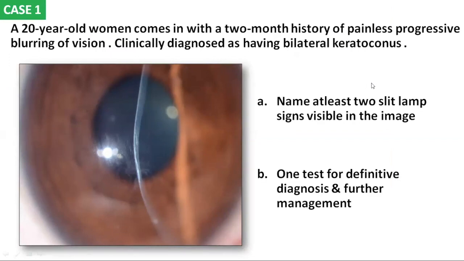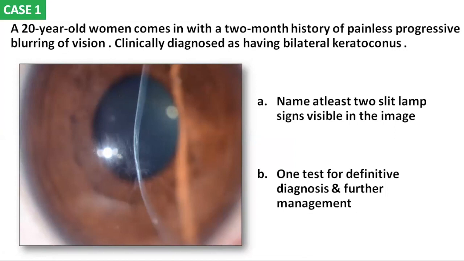A 20-year-old woman comes in with a 2-month history of painless progressive blurring of vision, clinically diagnosed as bilateral keratoconus. The first question here is, name at least 2 slit lamp signs visible in the image. Sir, first sign is Vogt's striae, and the second sign is conical protrusion of the cornea, sir. Central conical protrusion of the cornea.